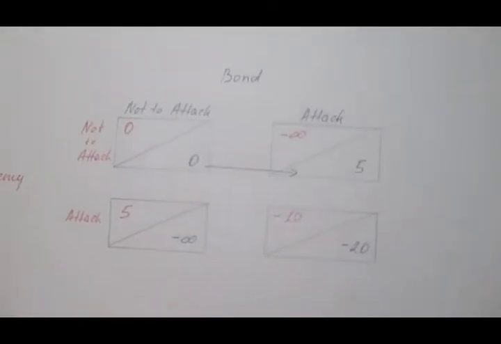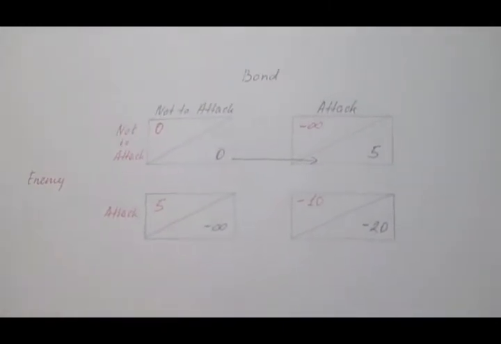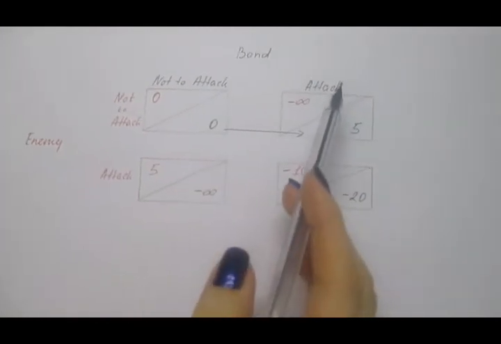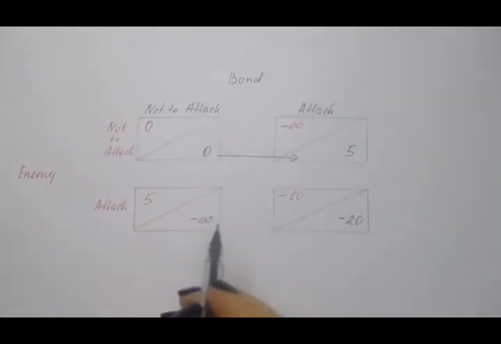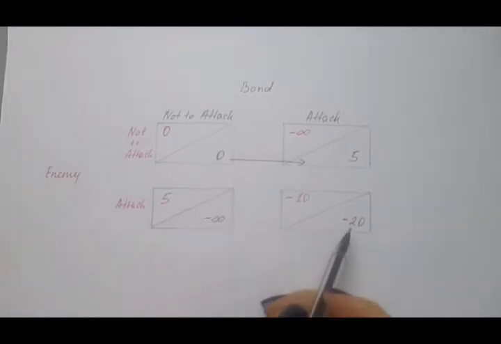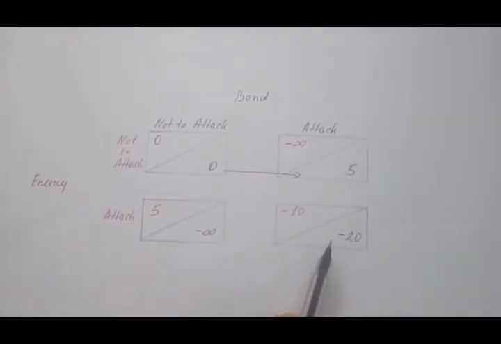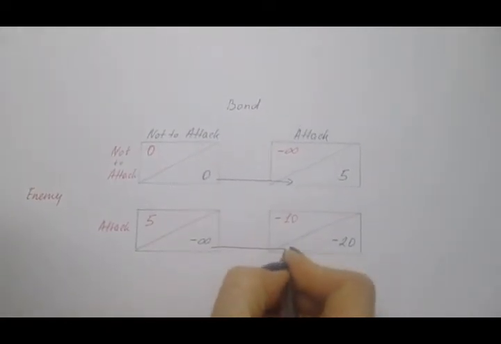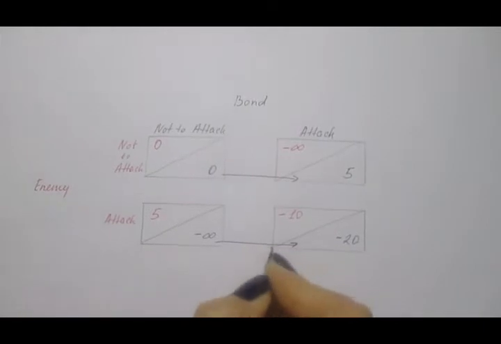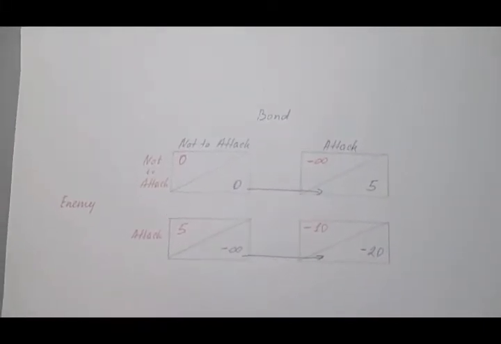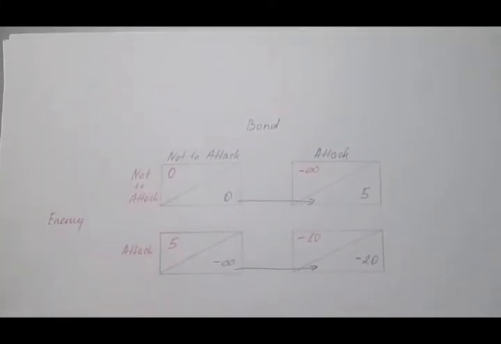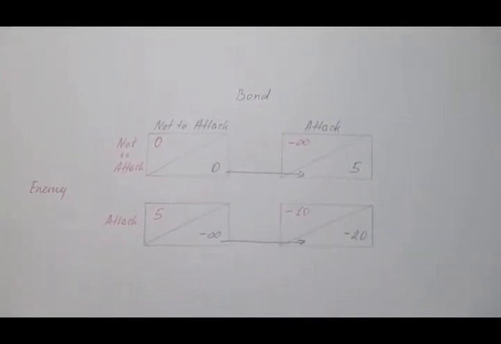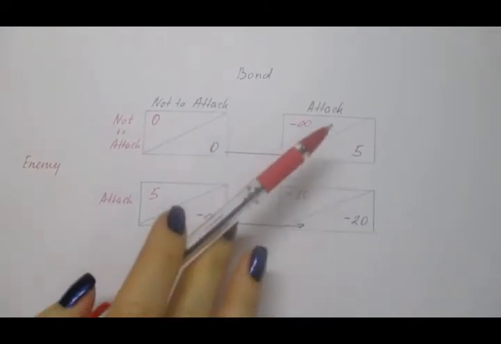And now, what if the enemy attacks? In this case, Bond again has 2 options. When enemy attacks, Bond has not to attack and attack, and he has -infinity and -20. So he will choose the better payoff, which is -20. So he again attacks. We can see that regardless of what the enemy does, Bond decides to attack. Therefore, Bond's dominant strategy is to attack.